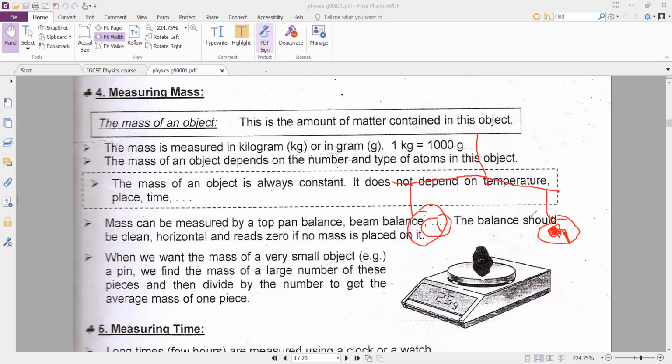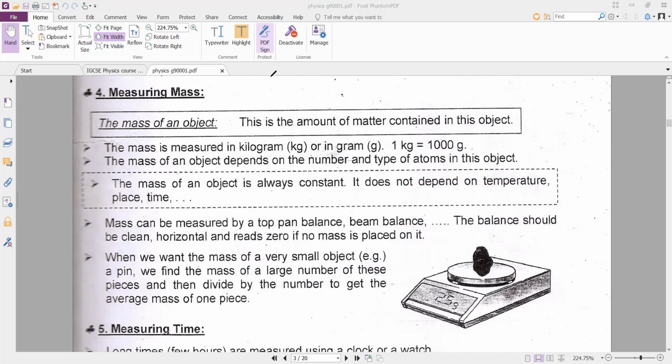Simply, we put the object here and on the opposite side we add the accurate mass. This is the measurement of mass. Okay, Shabab? We can use the top balance or the beam balance. It's like that.